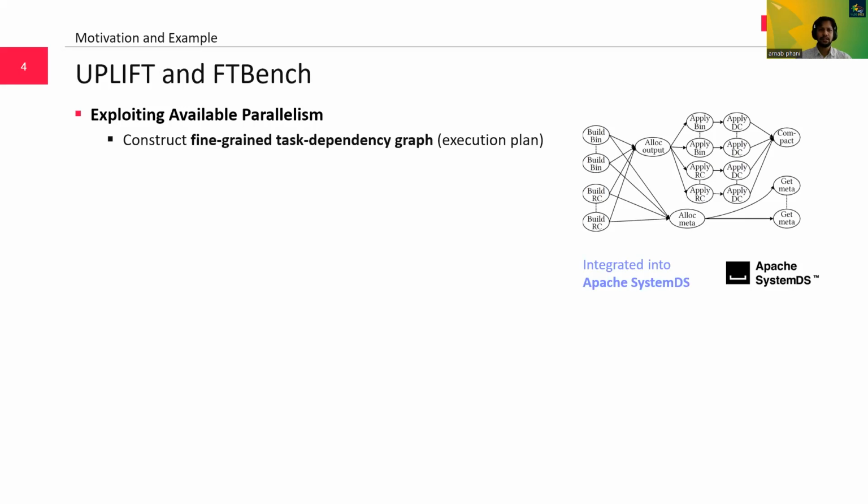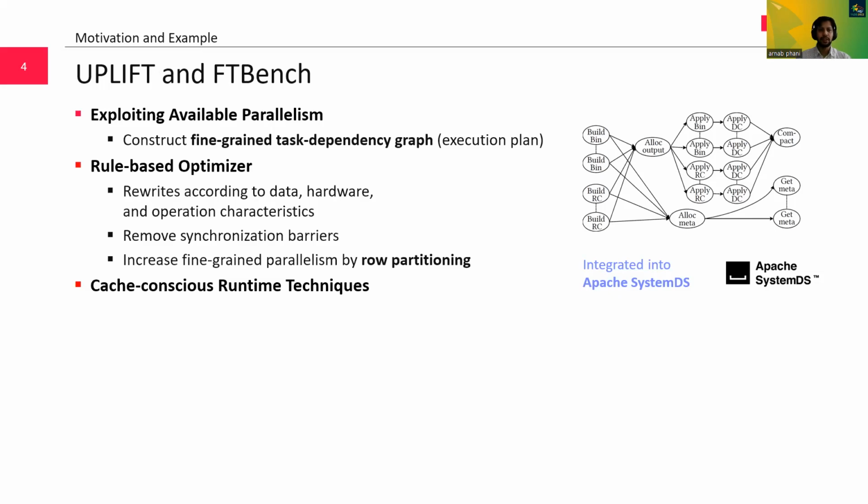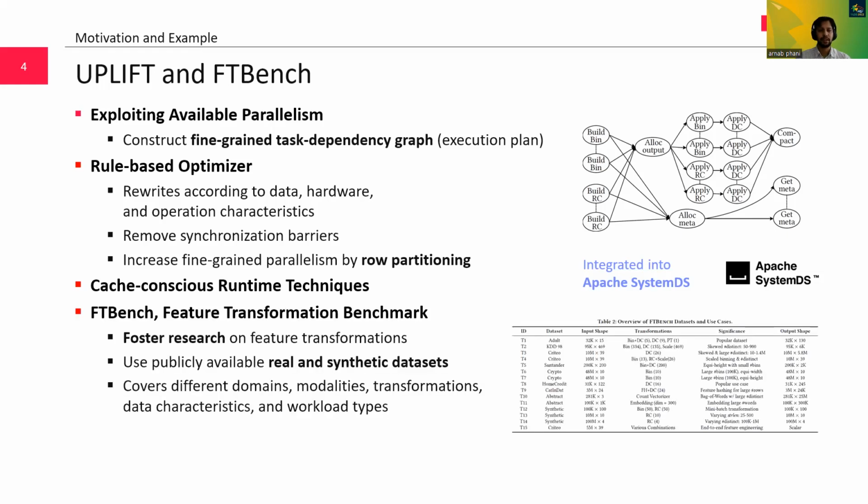To address these challenges, we introduce the Uplift framework. Uplift aims to exploit available parallelism by constructing a fine-grained task dependency graph. We then pass this task dependency graph through a rule-based optimizer that rewrites the task graph according to data, hardware, and operation characteristics. Finally, we submit the task graph to a cache-conscious runtime for concurrent execution.